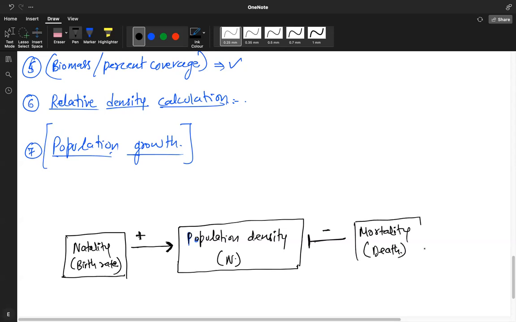Now these are individuals which are taking birth and dying, but the overall attribute of population density is being affected. So this is natality, and we denote it as, let's say, population density is N, so we denote this as B, birth, and this as D, which is death. Anything else that can affect this population density?